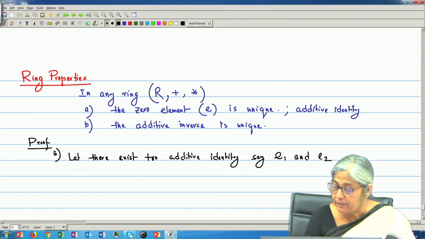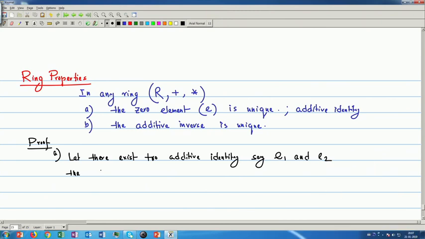So, if some a belongs to R, then a plus e1. Since e1 and e2 both belong to R, I can write e1 equal to e1 plus e2, since e2 is an element of R and e2 is the identity, the additive identity.